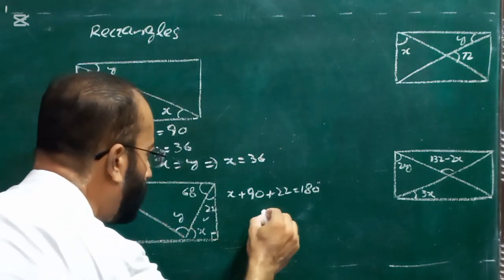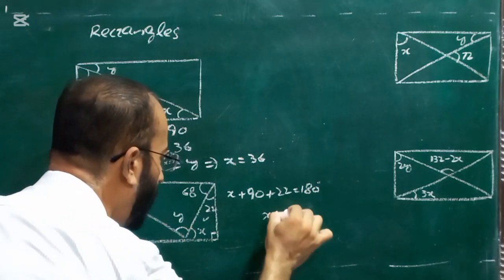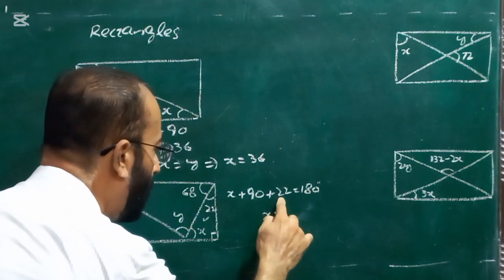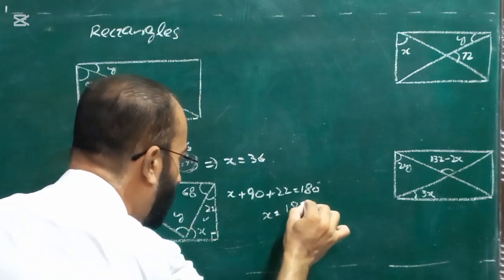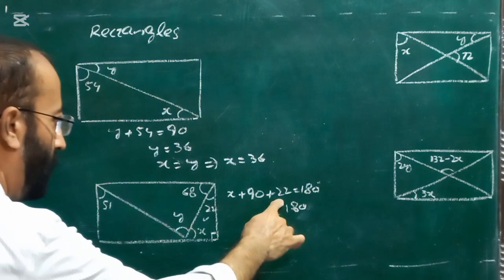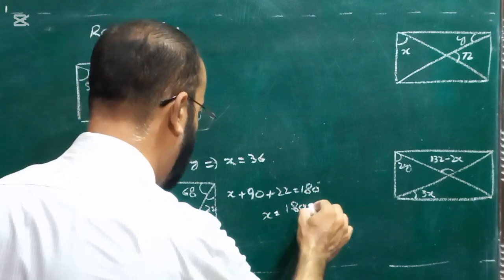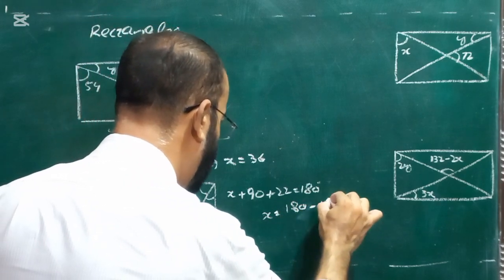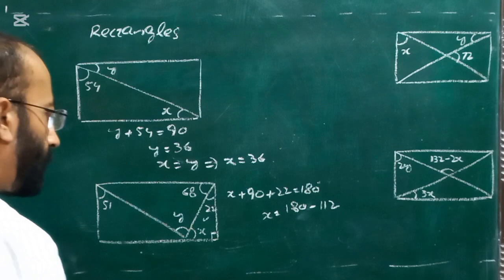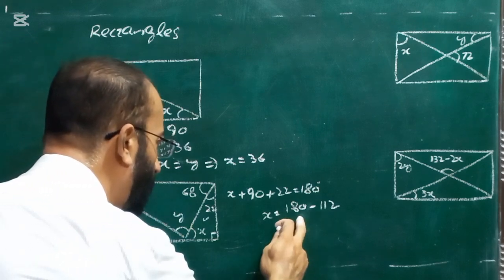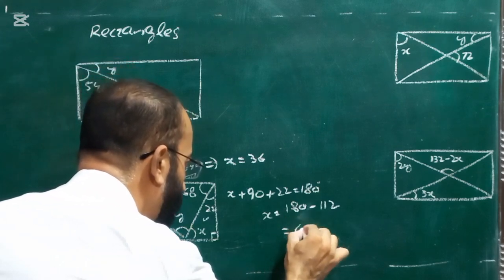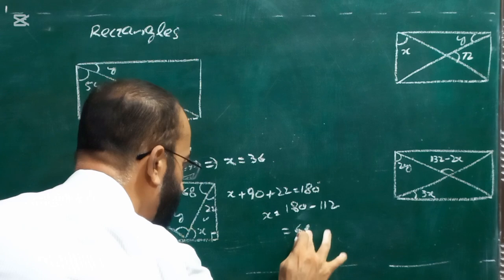From here x will be equal to, this will make 90 and 112. 112 will be subtracted and the remainder will be 68. So x is 68.